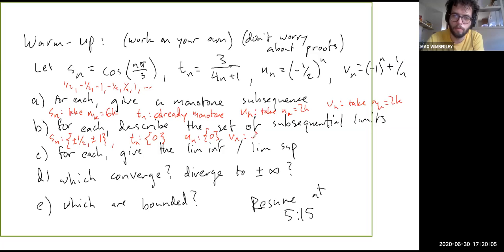So for Vn, the set of subsequential limits is plus or minus 1. Because the odd numbered values are tending towards -1, and the even numbered values are tending towards 1. If you take a subsequence where you take an infinite number of both the even and the odd terms, then the resulting sequence won't converge. So it can only be one or the other, plus or minus 1. Any questions about these?